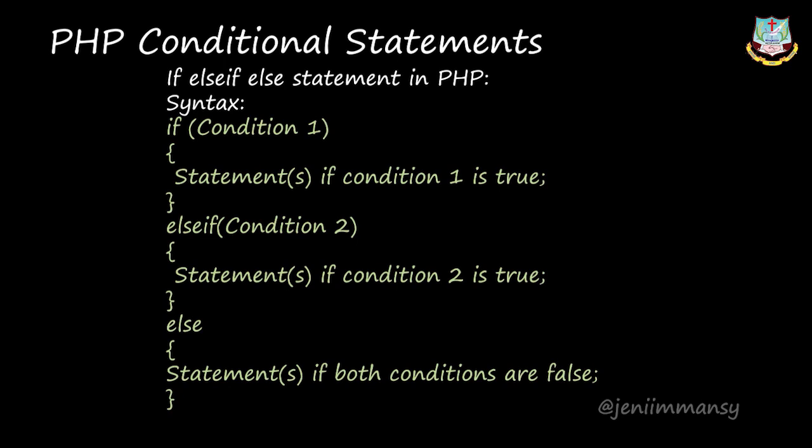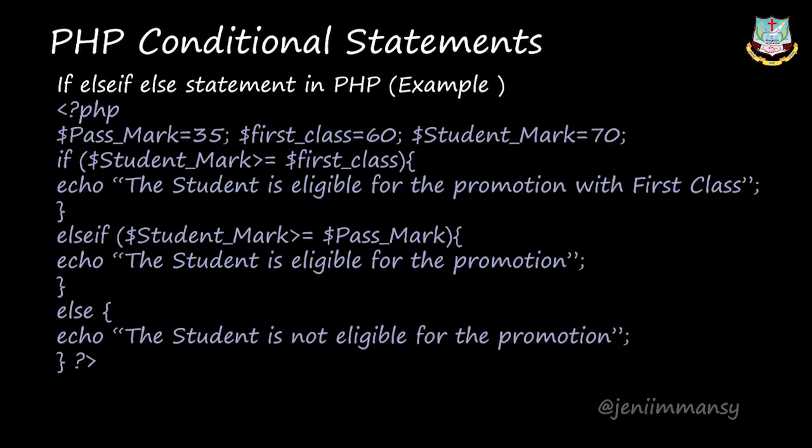Then else if, and we'll give the next condition. If that condition is true, the second set of statements will be executed. If both the conditions are false, the else will give the output as the third set of statements. Understood? See this example. Here they have given pass mark is equal to 35.